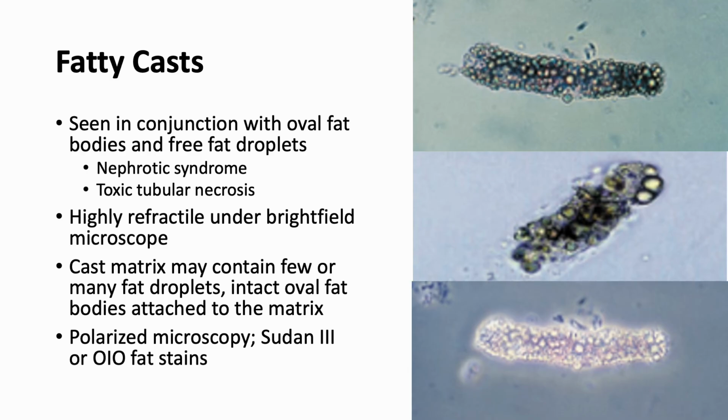Fatty casts are seen in conjunction with oval fat bodies and free fat droplets. They are seen in disorders causing lipiduria, like diabetes mellitus, crush injuries, nephrotic syndrome, and toxic tubular necrosis. They appear highly refractile under bright field microscopy. The cast matrix can contain few or many fat droplets, and can have intact oval fat bodies attached to the matrix. Polarized microscopy and fat stains like Sudan III or Oil Red O can be used to document the presence of fatty casts.